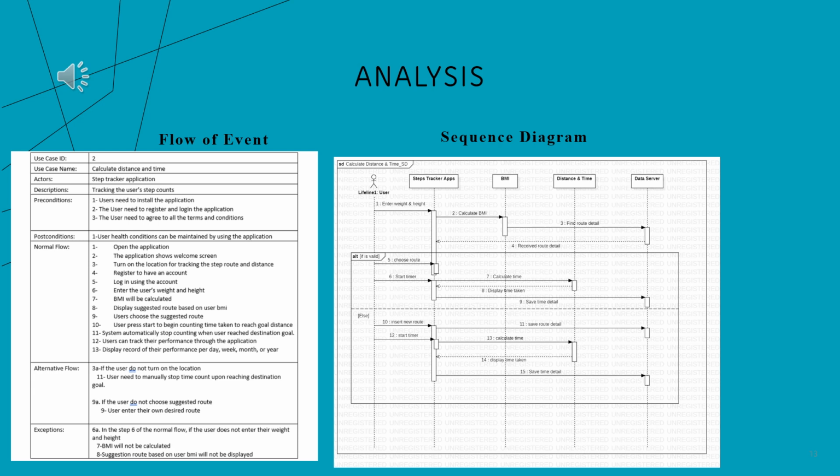If it's valid, the user needs to choose which route in the step tracker app. The user needs to start the timer, and within that, the app will calculate the BMI between the distance and time. After that, the app will display the time taken and save the time detail.